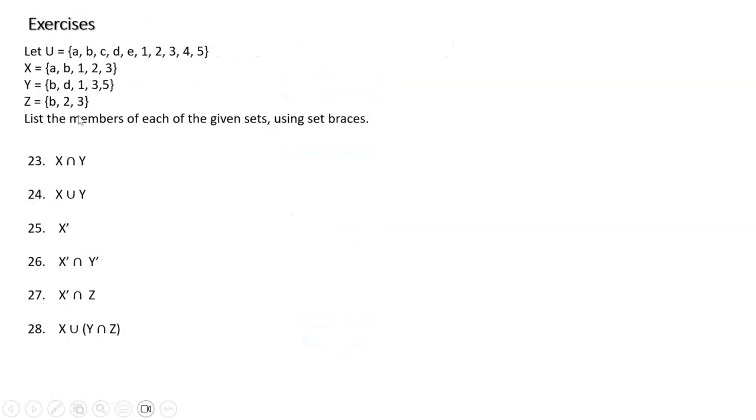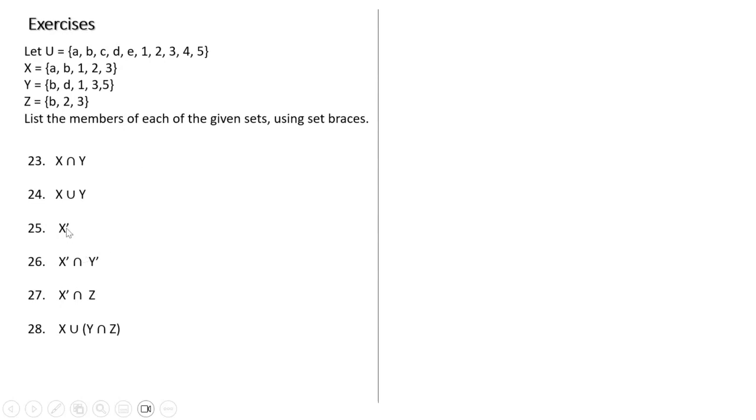Okay. Now this is also from the book exercises. They give you this as my universal set. It has A, B, C, D, E, 1, 2, 3, 4, 5. Set X has A, B, 1, 2, 3. Set Y has B, D, 1, 3, 5. And set Z has the elements B, 2, 3. Now here it says list the members of each of the given sets using set braces.